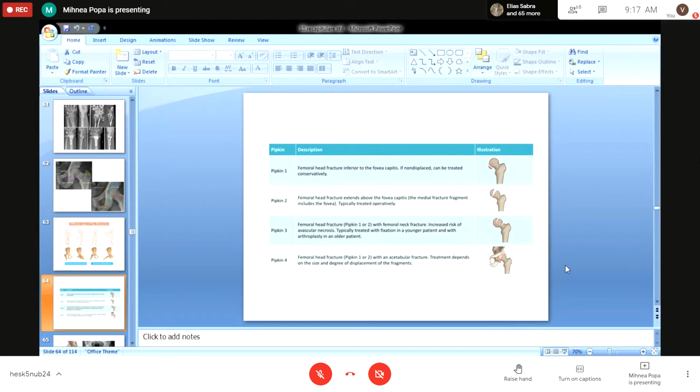The Pipkin 1 is just an inferior fracture without displacement. Pipkin 2 is a transverse fracture of the head. 3, as you can see, is the fracture of the head and of the neck. And the Pipkin 4 is a fracture of the head with a fracture of the acetabulum, as you can see.